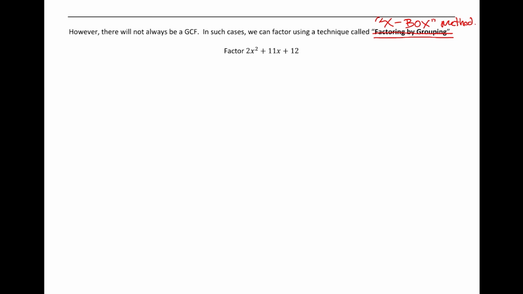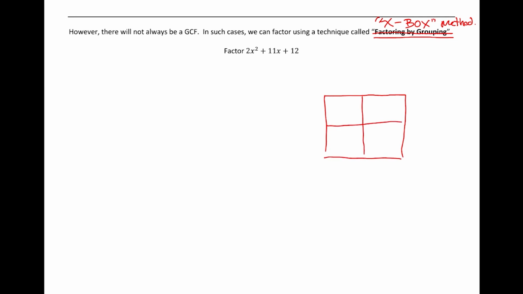All right. So here's how the Xbox method works. Basically, what we're going to try to do is use the classic box method that you would use if you're multiplying two binomials, but we're going to use it in reverse. Okay. And so let's start by drawing that box. We're going to make a 2x2 box.